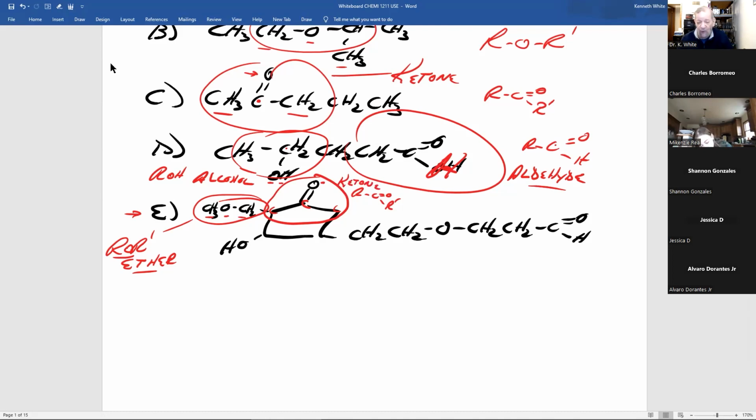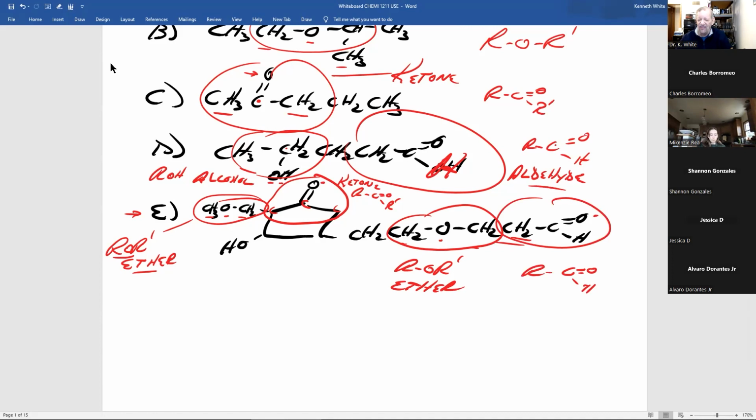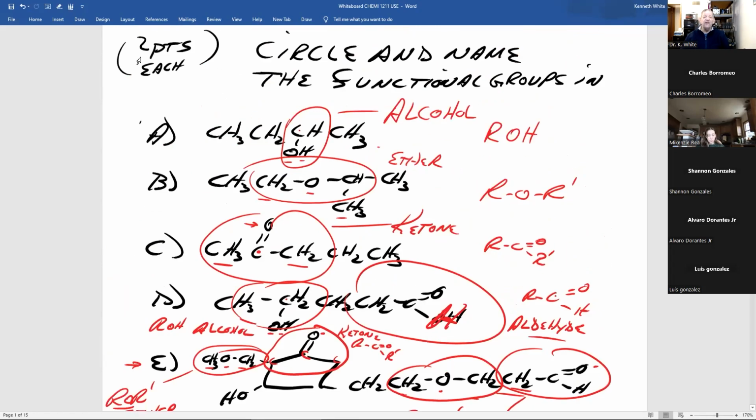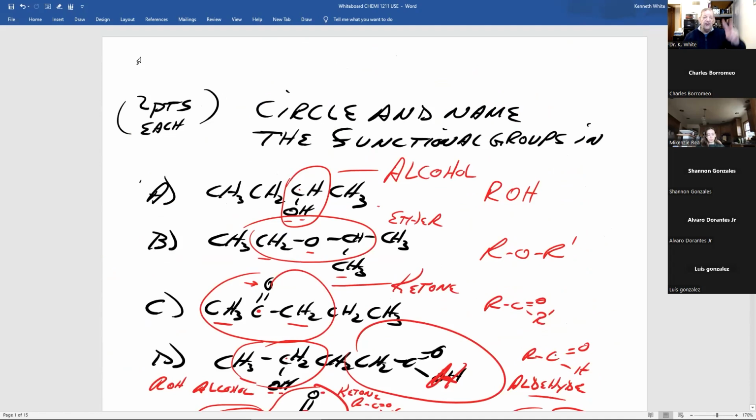Are we done? No, an oxygen here with carbons here and here, a second ether. Are we done? No, another oxygen. And this has carbonyl, carbon double bond oxygen, hydrogen, and right here, I have carbons. This is an aldehyde. Boy, I threw in everything but the kitchen sink on E. That's an aldehyde. And that's how you play the fun game, circle and name the functional groups, 2 points each.